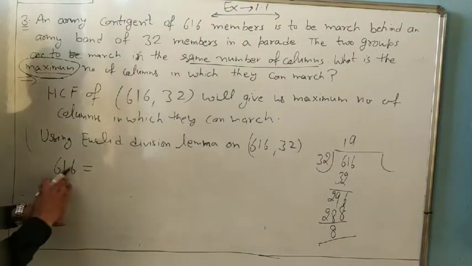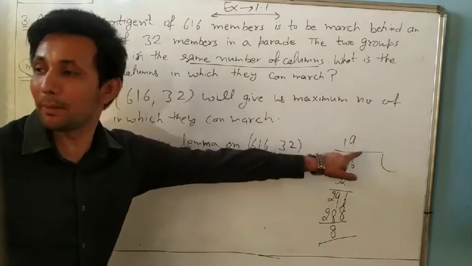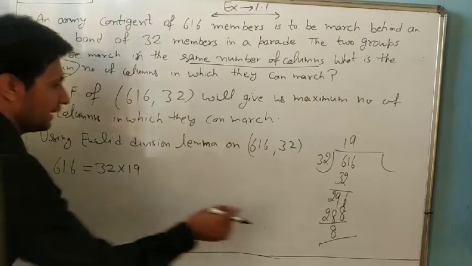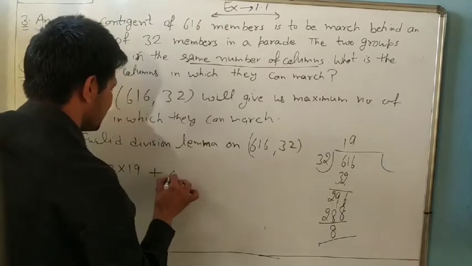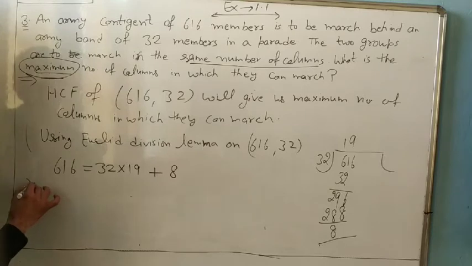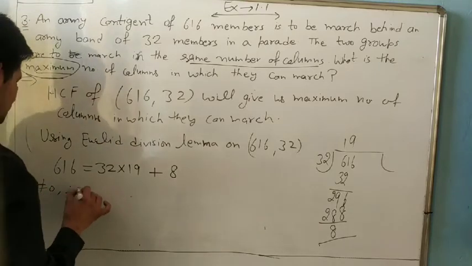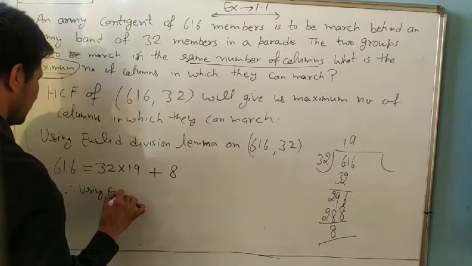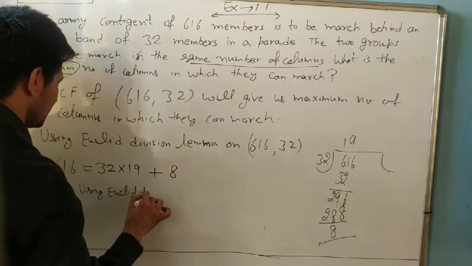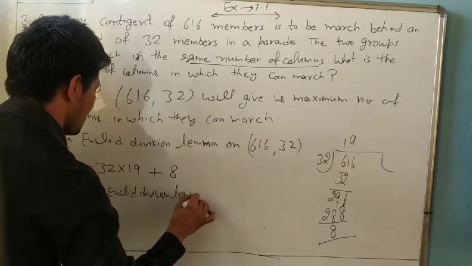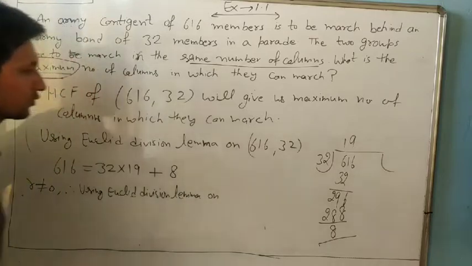So we can write 616 equals 32 multiplied by 19 plus 8. Understand or not? So we will write R is not equal to 0. Therefore, using Euclid division lemma on which one now?